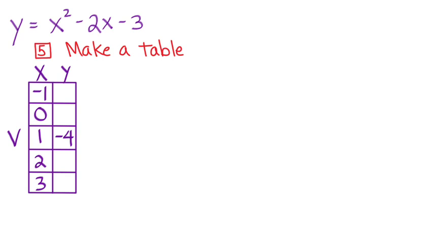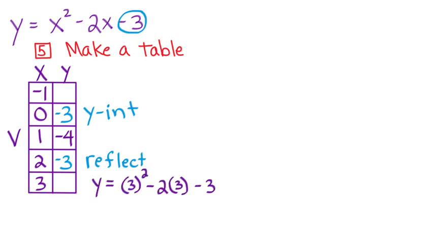Well, I know that if x is 0, then it's going to be the y-intercept, which we know is negative 3. And that means I know that on the other side it reflects that. So I haven't even had to solve an equation yet. It's pretty cool. Now I can decide, do I want to plug in the negative 1 or the 3? I'm going to stick with a positive number and go 3 squared minus 2 times 3 minus 3, which gives us 9 minus 6 minus 3, which gives us 0. And then I know that reflects on the other end.